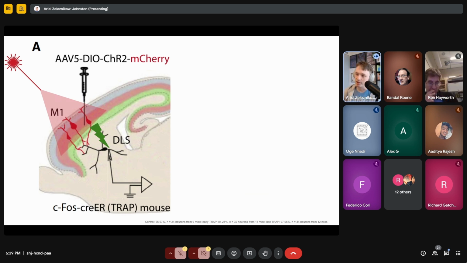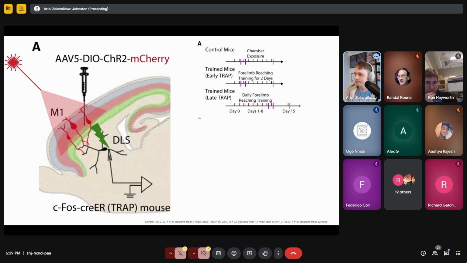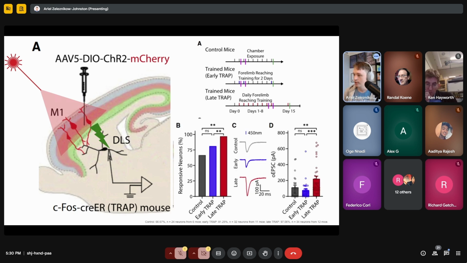So anyway, this just means that now they can selectively turn on this population of M1 neurons, and see what happens in the dorsolateral striatum when they turn these guys on. So again, they're going to be doing this in control mice and in the early trapped mice and in the late trapped mice. And they want to see what influence the M1 has on these dorsolateral striatum neurons. And what you can see in the bottom here is how they're responding when the M1 is activated and the patch clamping is happening on some of the neurons in the dorsolateral striatum. This is done in ex vivo experiments.